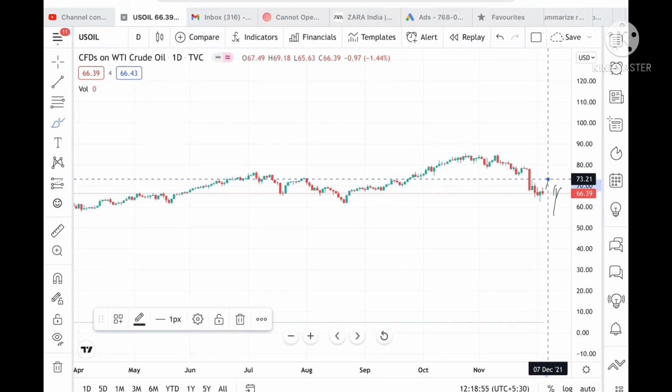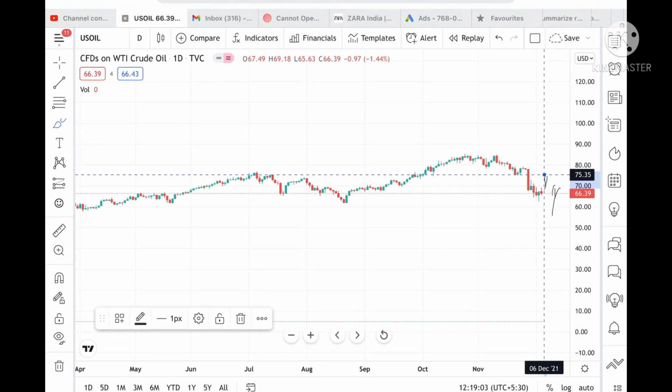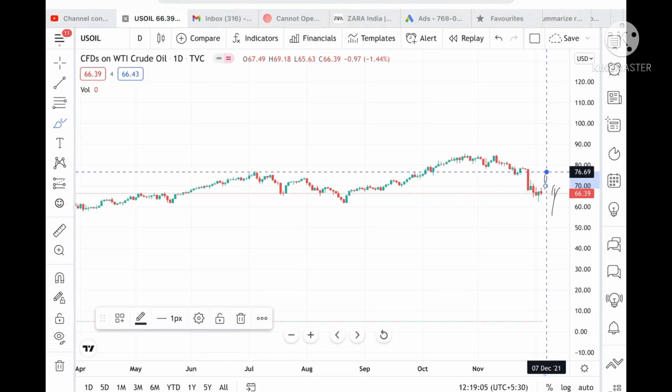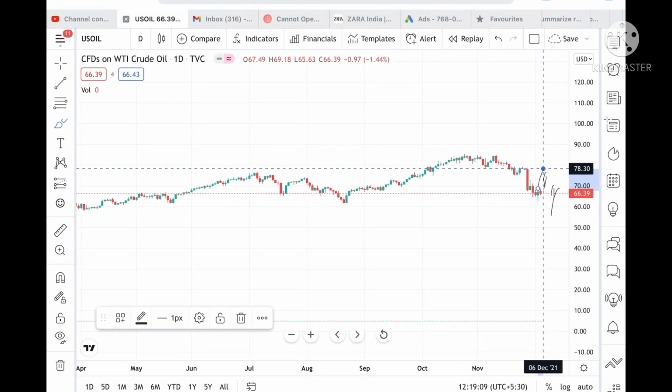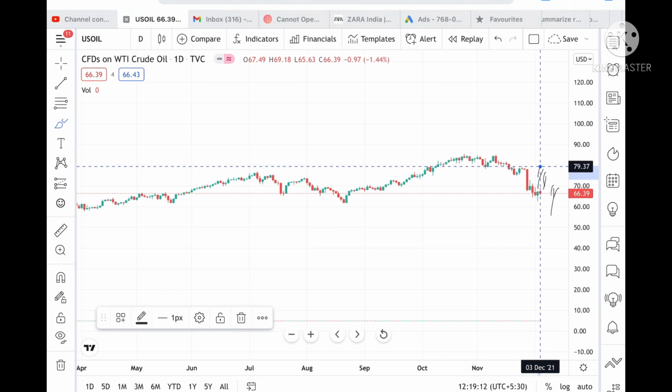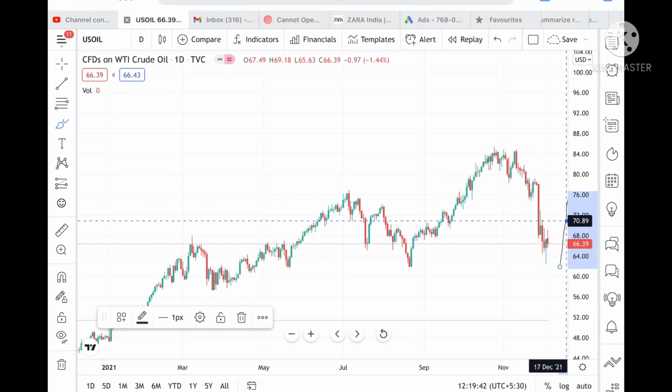So chances are high we can see it can go further upside to a level of 73.21. Suppose the price sustains above this level, then we can see it can go further upside to a level of 75.08, and from there it can go and touch a level of 76.69. Okay, suppose the price sustains above this level, then we can see it can go and touch a level of 78.30, and from there it can go and touch a level of 70.89.